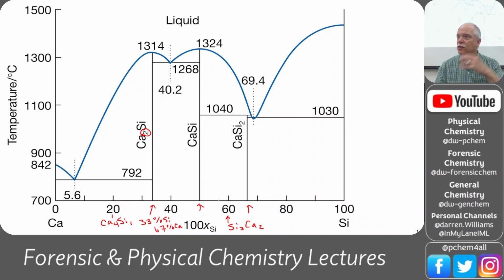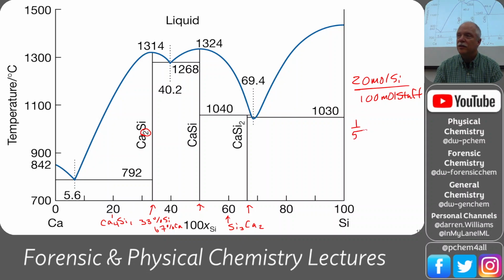Because these are mole fractions, and so it's just the number of moles, right? So you could do 20 moles of silicon for every 100 moles of stuff, right? Okay, what is that then? That's 1/5, isn't it? 1/5. So you have 5 atoms total, and one of those atoms is a silicon. So the other 4 atoms have to be the calcium. The calcium would be 80/100ths or 4/5. Does that make sense? So that's how you get those numbers.